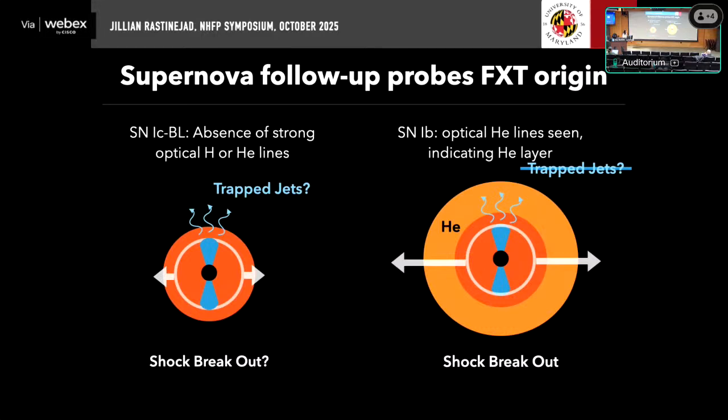But in the instance where you have a 1b, where you do see optical helium lines, this is telling you that it's really unlikely that you're actually having a trapped jet. We don't think that you would get any emission from this mechanism based on simulations. And so this is telling you that this is more likely to be shock breakout of the star.